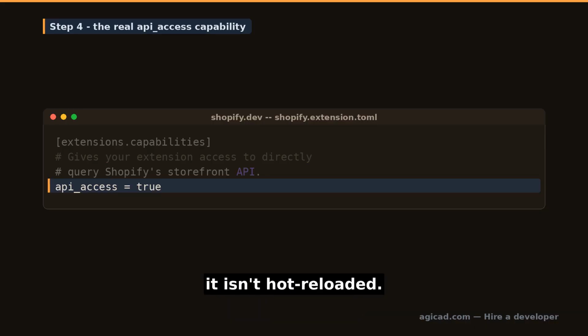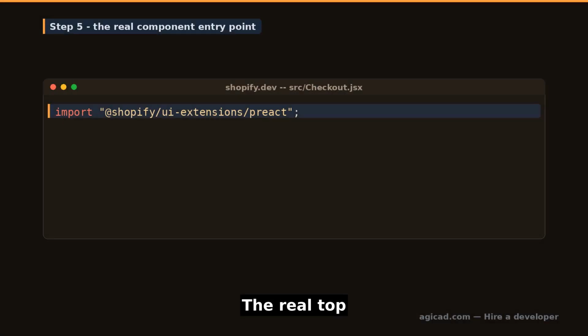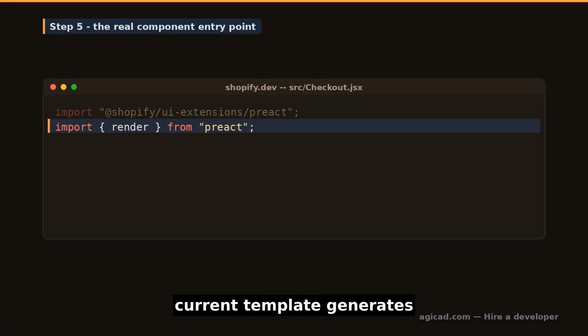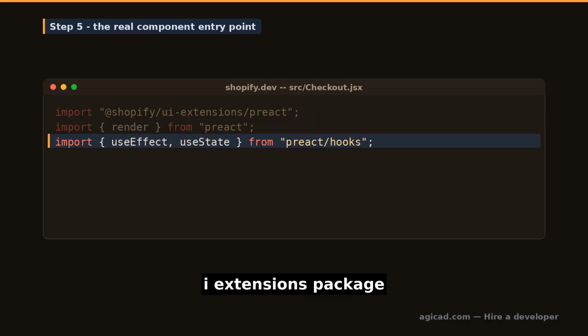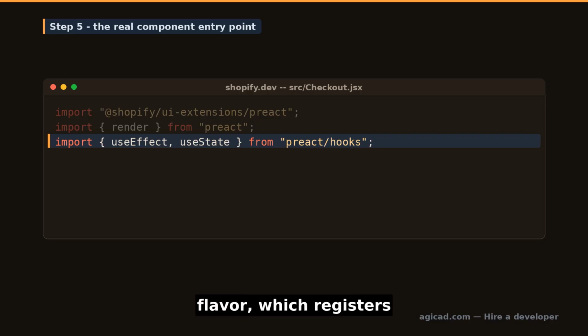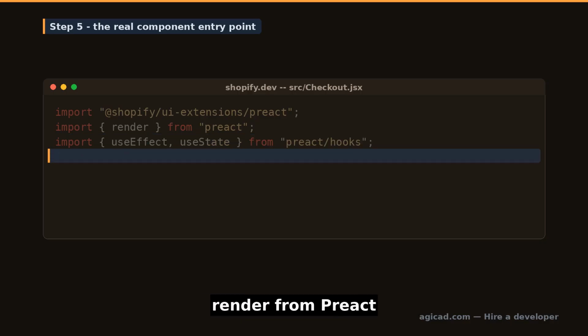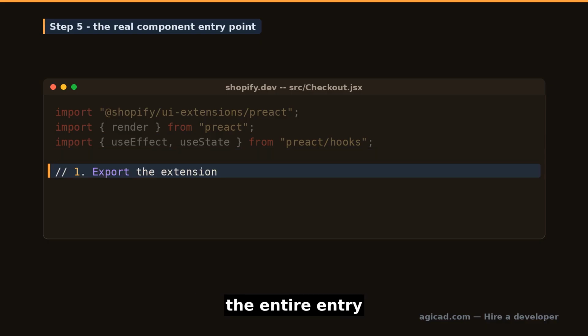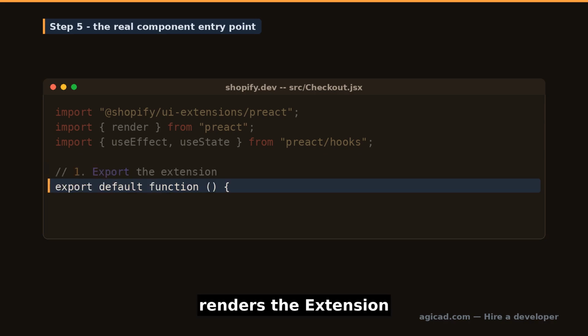The real top of Checkout.jsx, exactly as the current template generates it. 3 imports: the Shopify UI extensions package in its Preact flavor, which registers Checkout's web components, render from Preact itself, and the 2 hooks the component needs. Then the entire entry point is a default export that renders the extension component into document body. That's the contract.